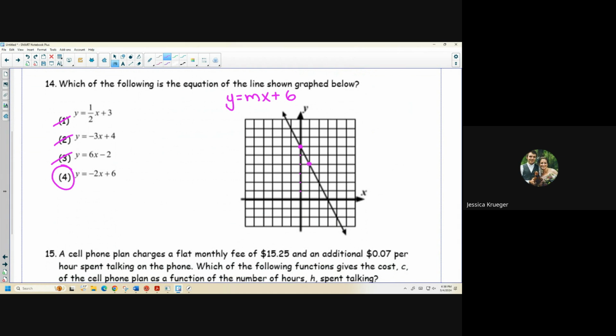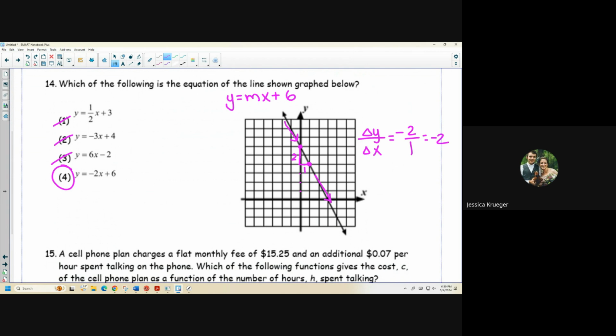Well, how do I get from this point to this point? This side is 2. This side is 1. Change in y over change in x would be 2 over 1. The reason it's negative is this line is decreasing as I read it left to right.